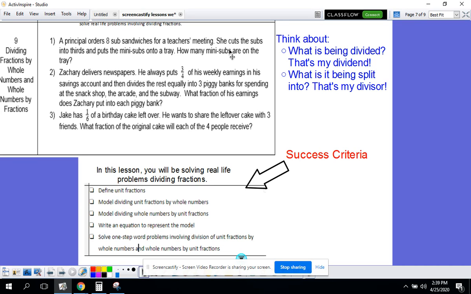What's important in these word problems is that you really think about what is being divided, and that's going to be your dividend. That's what you're going to start with. And then you need to think about, well, what is it being split into? And that's my divisor. Because friends, if you don't know what's being divided, or you don't know what it's being split into, you're going to get that division equation wrong. And then if you get the equation wrong, you're not going to be able to solve the problem. So I'm going to model two problems for you, and that should really help you take care of these three that you're going to try on your own.